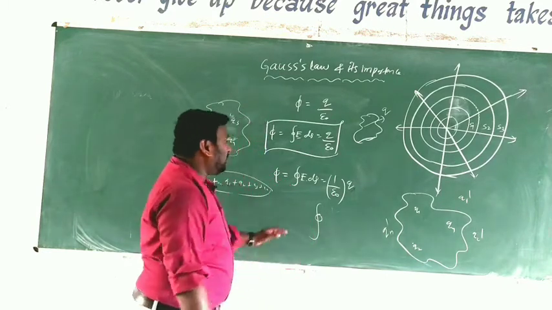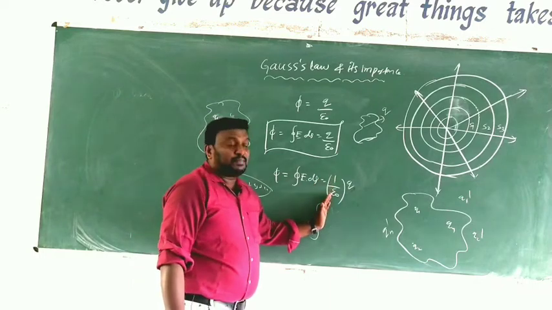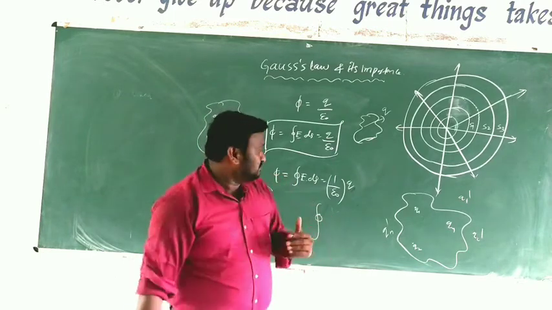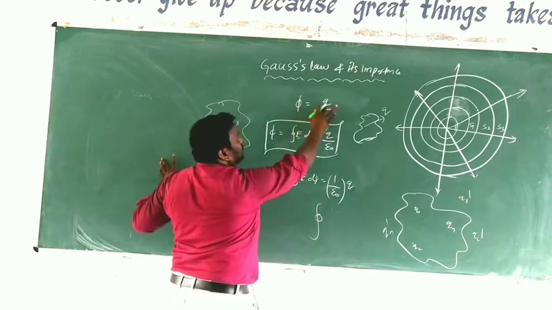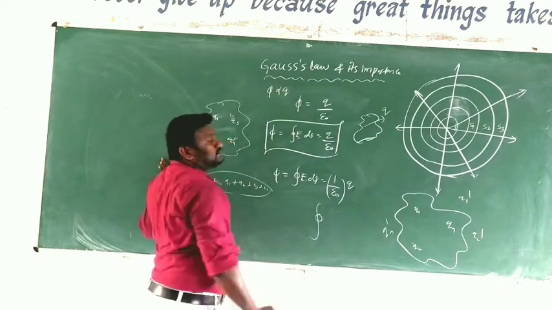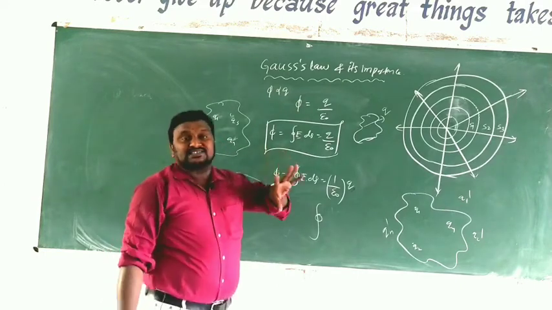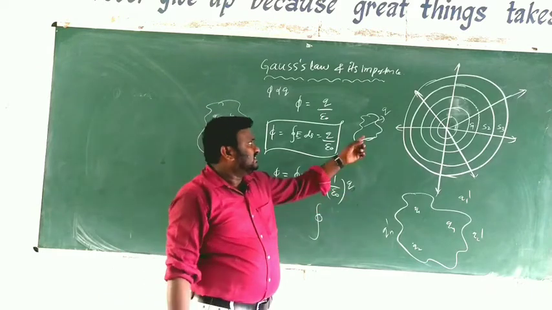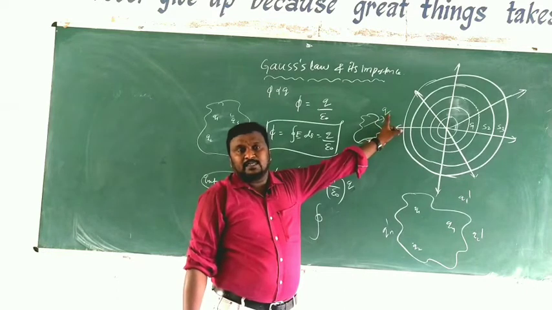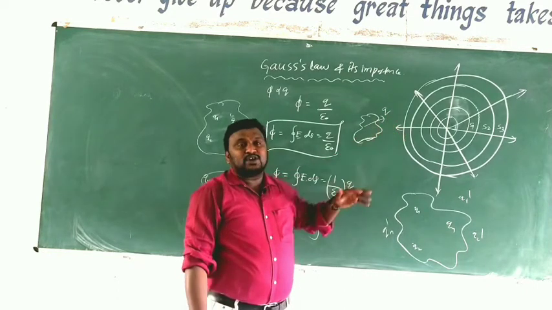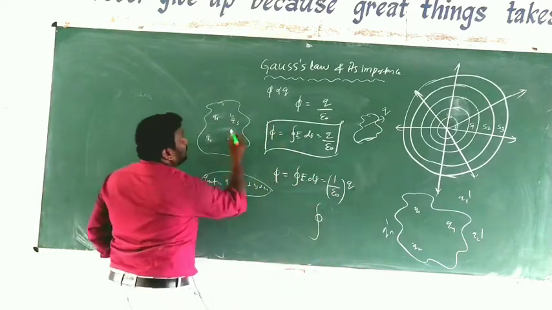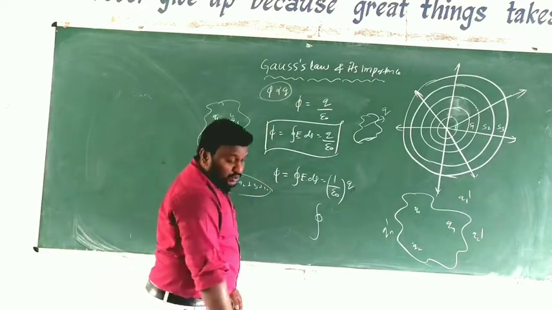From this formula, what do you write? Phi is equal to q by epsilon naught. The flux depends upon what? Phi is proportional to q. Clear? The flux passes through the closed surface, and this is q. Q means what? Net charge. Here epsilon naught is the permittivity of free space, it is a constant. Then phi is proportional to q.